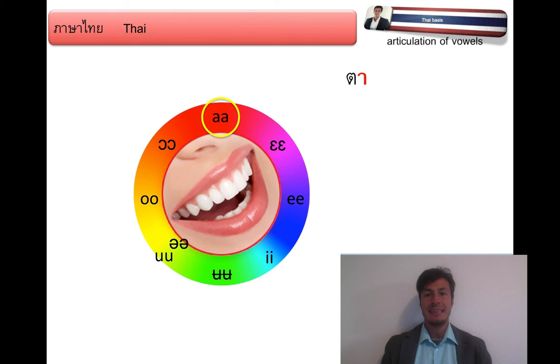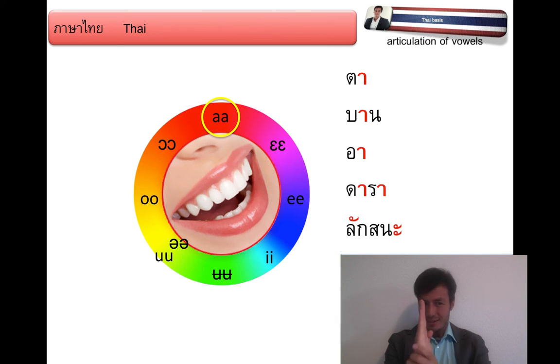So here you read ta at the end of the word, or ban in the middle of the word, spoken as in this word, or dara twice in the same word, both times pronounced as the actual vowel it represents, or laksana, short vowels, but still it's represented or spoken in the way of the vowel that it actually represents. So it's right there in the very middle of the red color. It's always ta, ban, dara, laksana.